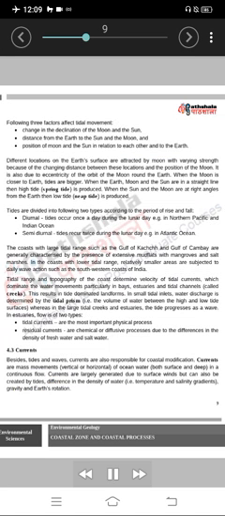Following 3 factors affect tidal movement. Change in the declination of the moon and the sun. Distance from the Earth to the sun and the moon, and position of moon and the sun in relation to each other and to the Earth. Different locations on the Earth's surface are attracted by moon with varying strength because of the changing distance between these locations and the position of the moon. It is also due to eccentricity of the orbit of the moon round the Earth.